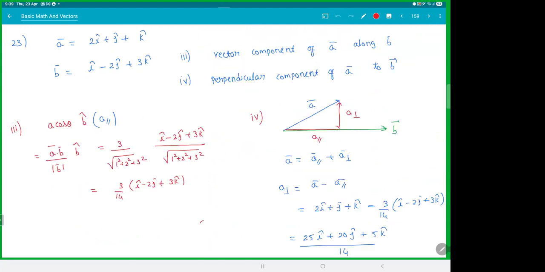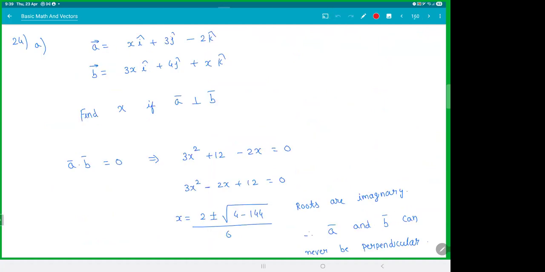We said a vector can be divided into A perpendicular and A parallel. I already know how to find A parallel. So A perpendicular will be A minus A parallel. And then we finished it. That was the whole logic there.